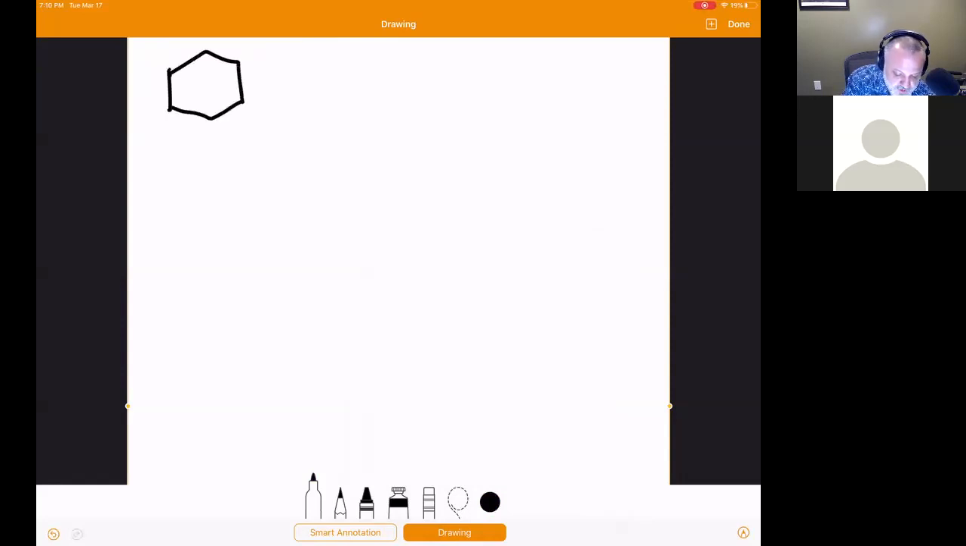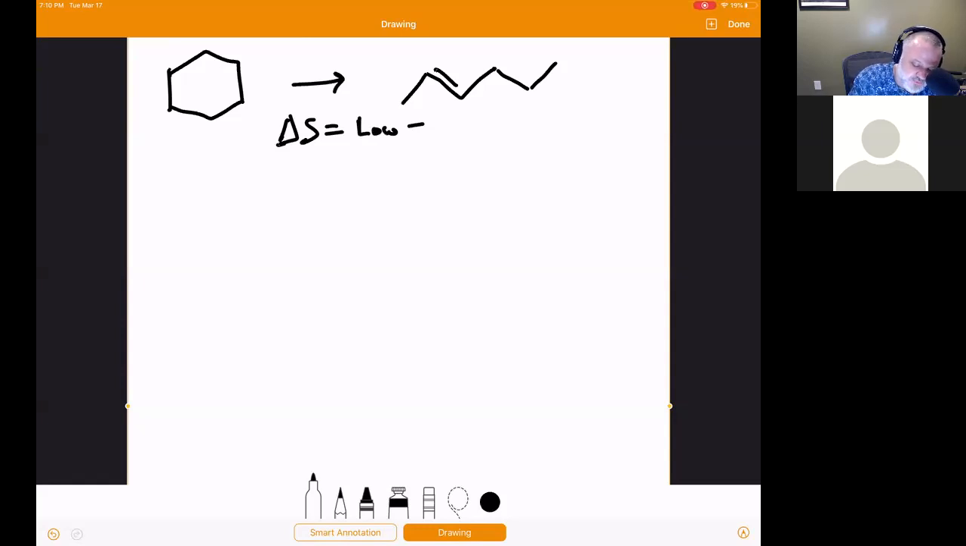What if I go from a ring to a chain? Let's add a double bond so that I'm talking about the same molecule. In this case, I've got something that is a ring going to a free chain. How does that entropy change? Well, if I have a ring, it is more constrained. So it has lower entropy than a chain. The chain has free rotation around all of its bonds. A ring does not have free rotation here.